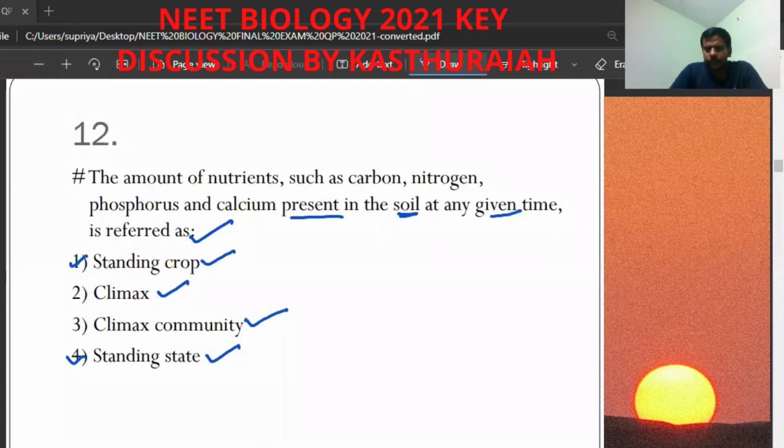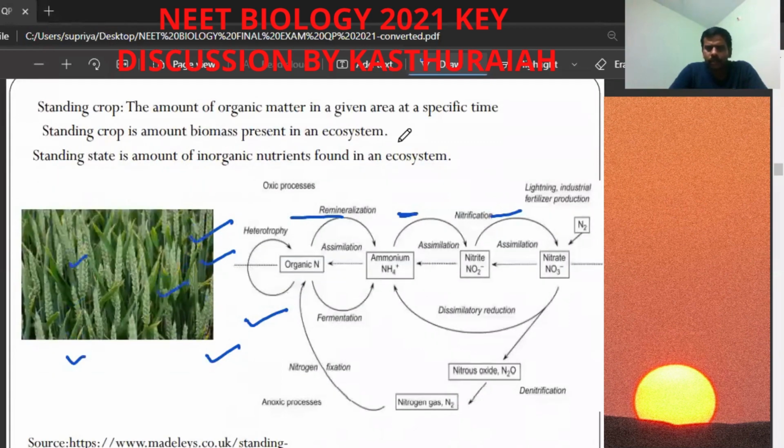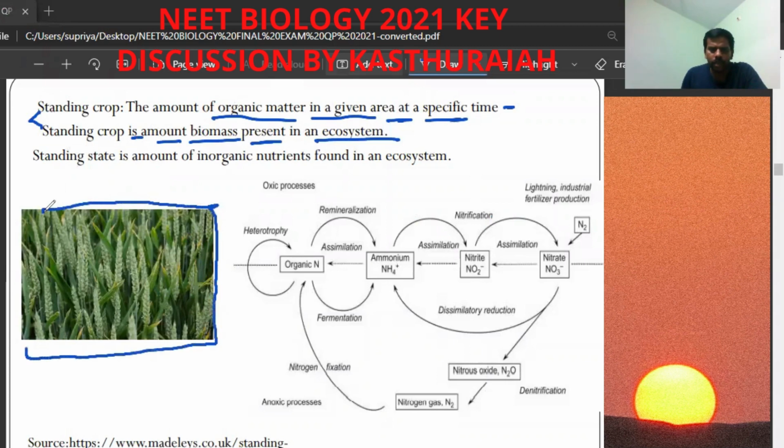Now we'll see their explanation. Students, here, standing crop. What is standing crop? The amount of organic matter in a given area at a specific time, that we can call a standing crop. Otherwise, the standing crop is the amount of biomass present in an ecosystem. That is standing crop. Regarding this particular agricultural field, how much biomass is present in this area? That you can say is standing crop.